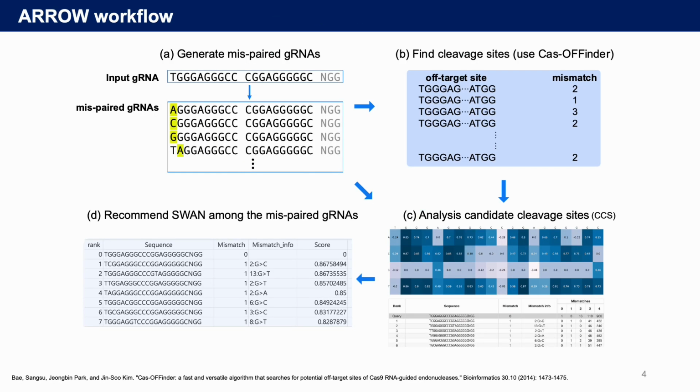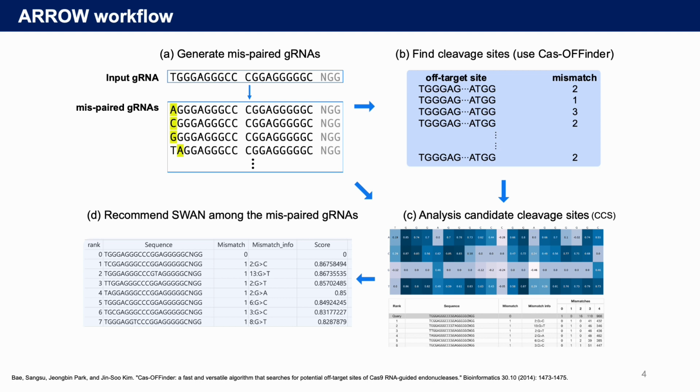Now, I introduce the Allele workflow. First, we generate mispaired guide RNAs that differ from the wild type target by one nucleotide, figure A. Using Cas-OFFinder, a tool that finds off-target or cleavage sites, we search all cleavage sites for the input guide RNA, figure B.